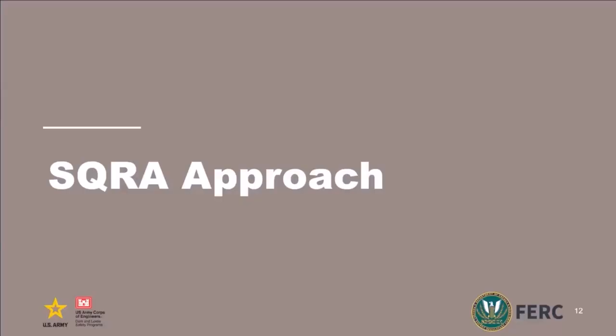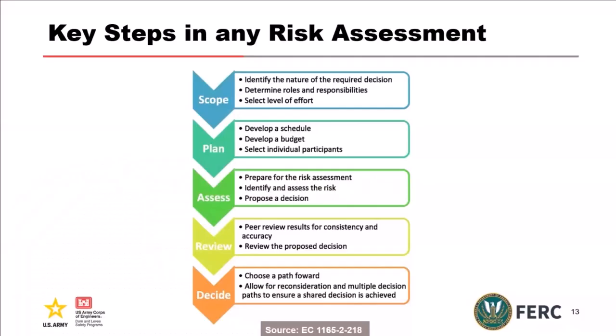There are some key steps that lay out a risk assessment from start to finish. So you want to start with scoping it. Identify the nature of the required decision. And you want to think about how to scale the level of effort to the decision that you want to make. Is this an easy decision that we can do quickly with a screening level analysis, or is it going to be really difficult and we need to do something more like a quantitative risk assessment?